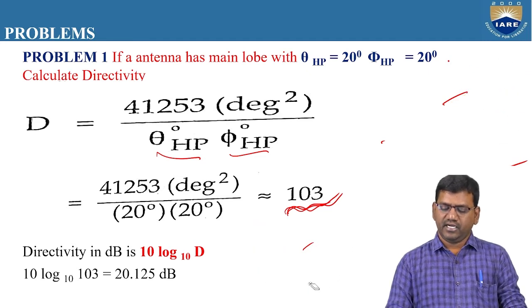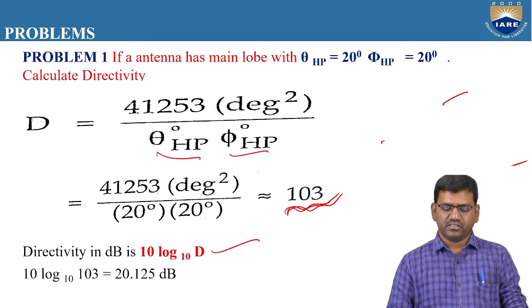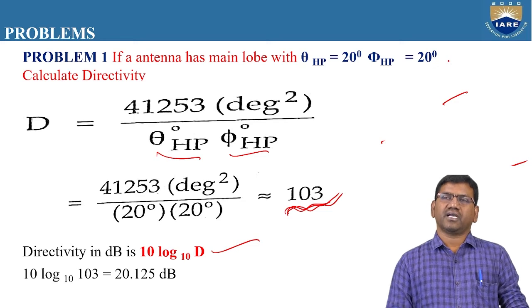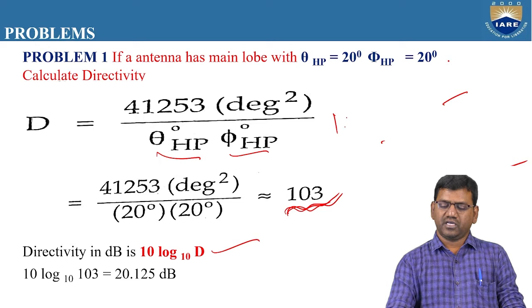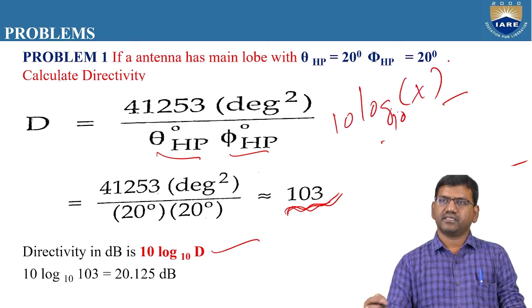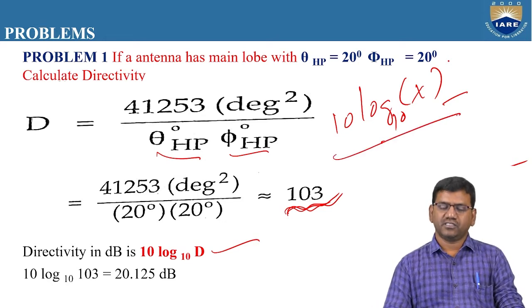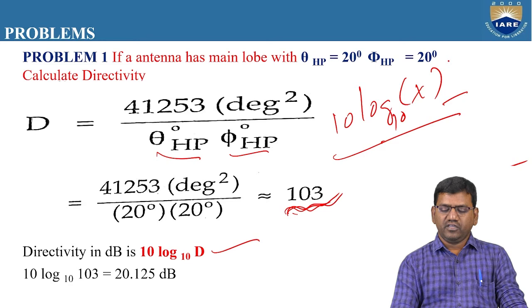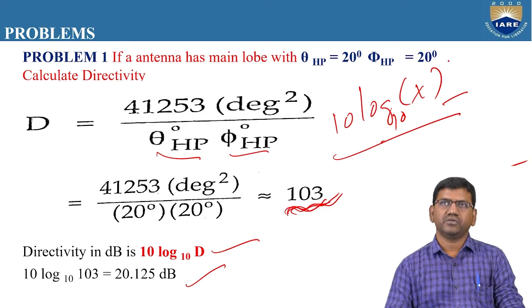In our entire course in antennas and wave propagation, we are going to represent values only in decibels. Whenever we want to convert a power value or any decimal value into dB, we write it as 10 log x base 10. So 10 log x base 10 is nothing but the representation into a dB value. We got here 103. If you convert 103 into dB, 10 log 103 is equal to 20.125.